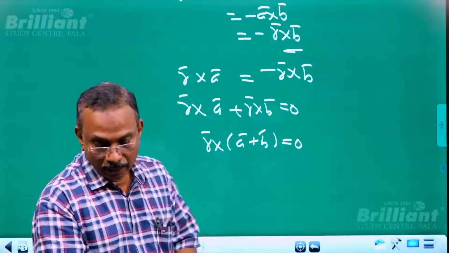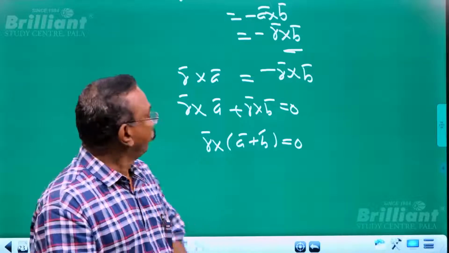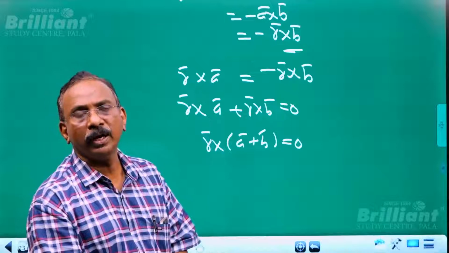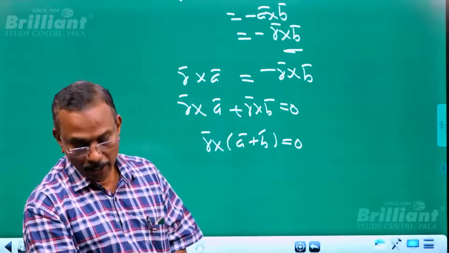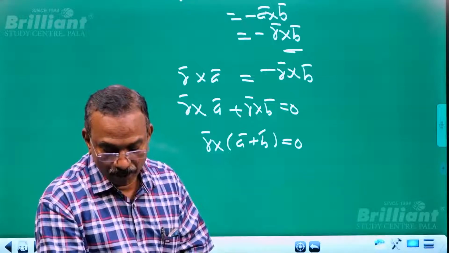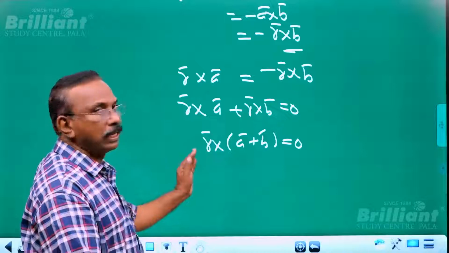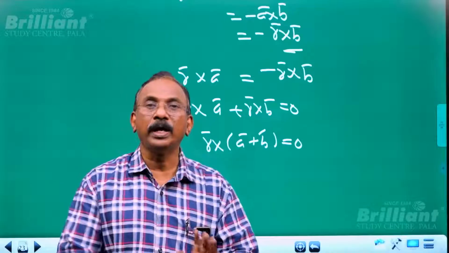This is the condition. This means that R bar is a multiple of, that is, parallel to, A plus B. So this is the way you can identify the point of intersection, by solving the two equations. So definitely the result is R bar is A bar plus B bar, which is given in the option; only A bar plus B bar is there.